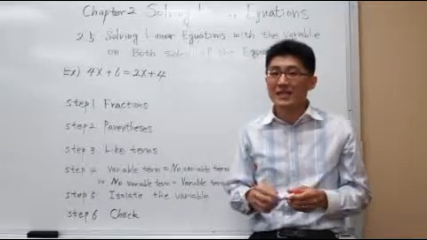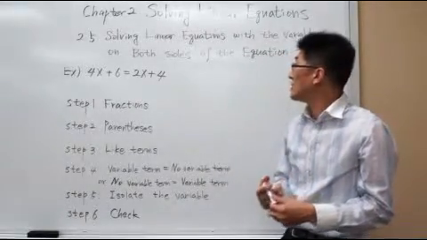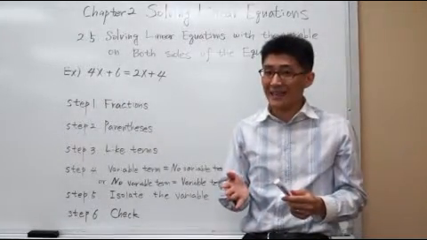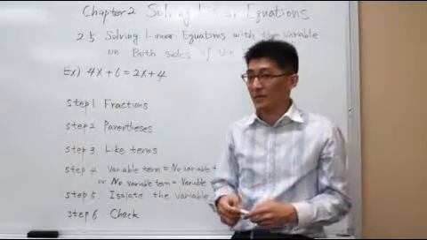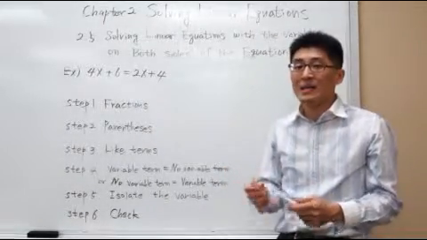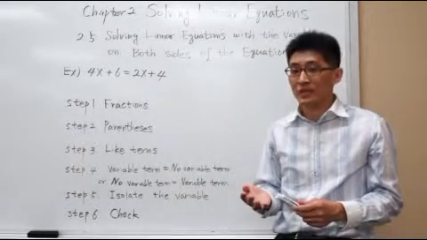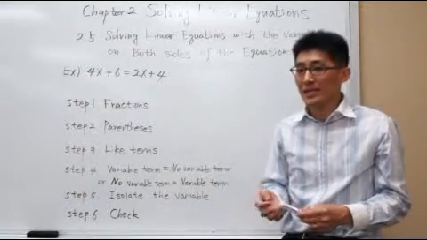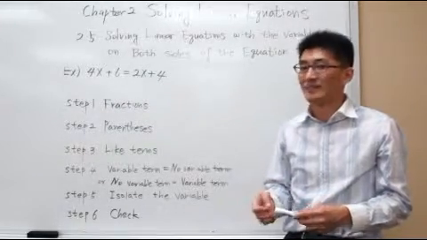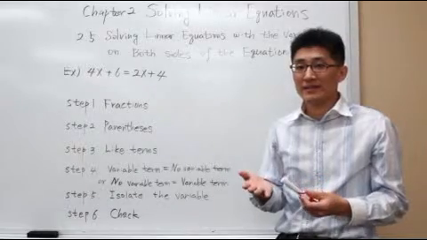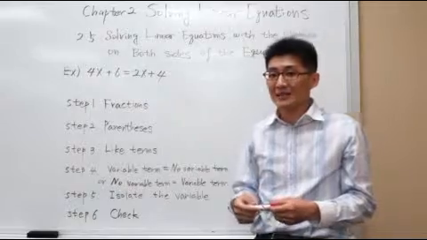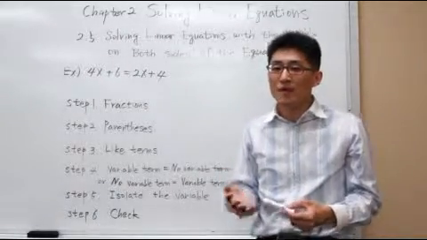The first part is solving the linear equation with a variable on each side. The second part is solving the linear equation containing decimals or fractions. The third part is identifying identities and contradictions. In today's lesson, I will cover only the first part.